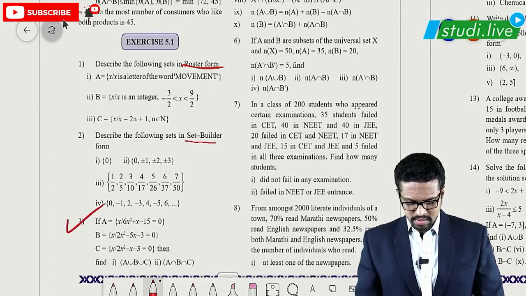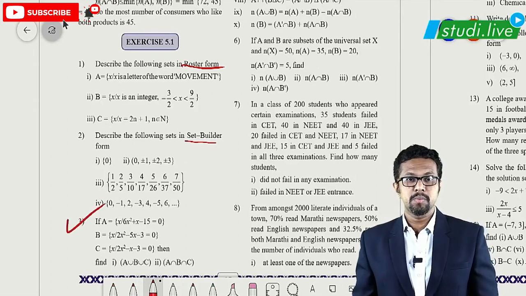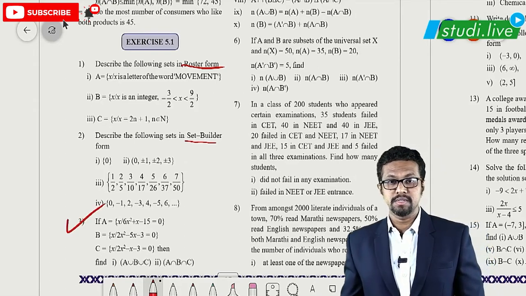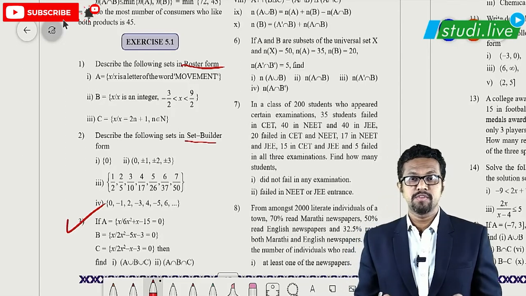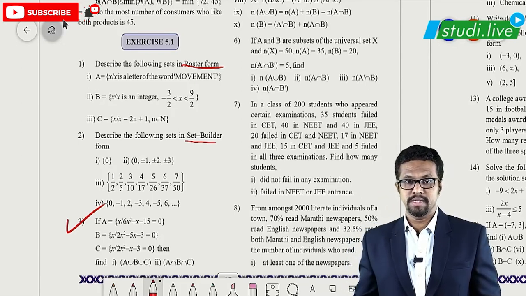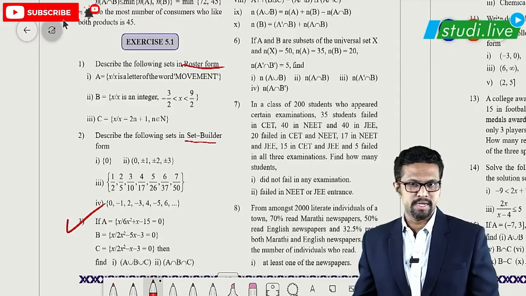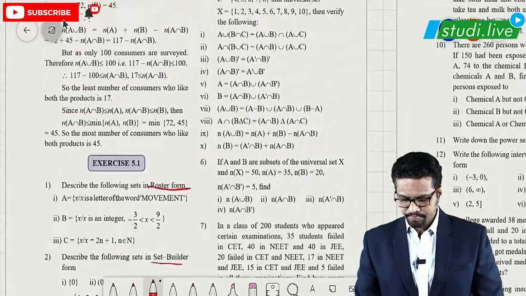Same way this question 3, in this we are supposed to find A union B union C and A intersection B intersection C. So for that what we should do is we will first of all find the sets A, B and C and then find their union or find their intersection, whatever is required.